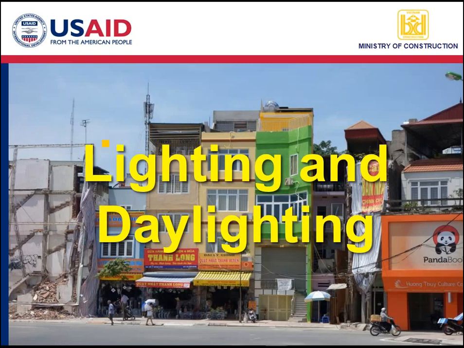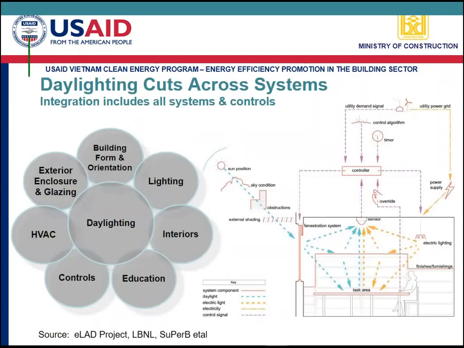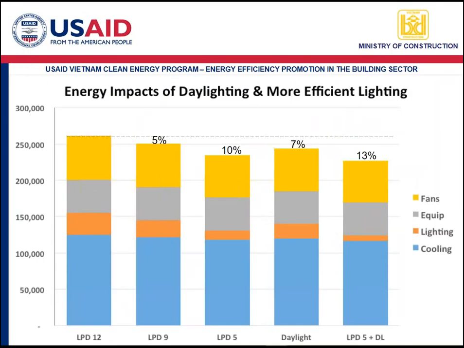Okay. Daylighting and lighting. You have to integrate across systems to use daylighting. Let's look at the impacts. For using better lighting systems, you can save 5 to 10%. And from using lighting with daylighting, this says 7 to 13%. I know that you can save 10 to 15% for daylighting.